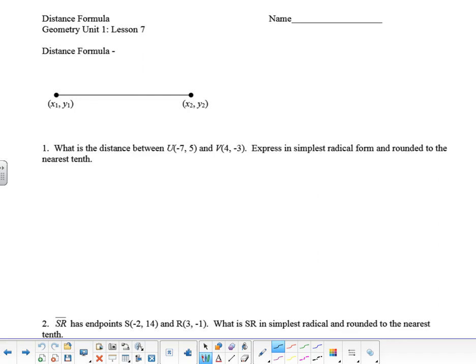Today we're going to be talking about the distance formula. Now the distance formula is going to help us when we are on the coordinate plane. When we think about the coordinate plane, we're thinking about our XY axes. And very similar to yesterday with the midpoint formula, we're going to have 2 points.